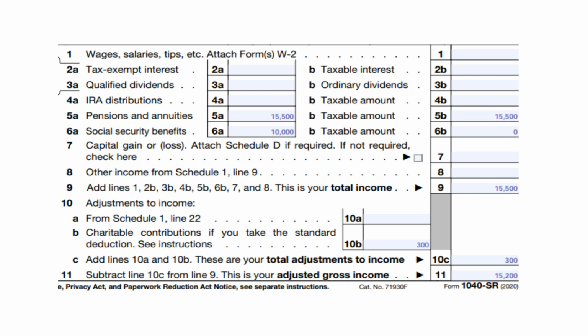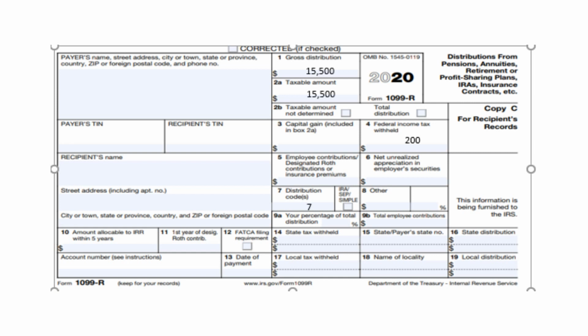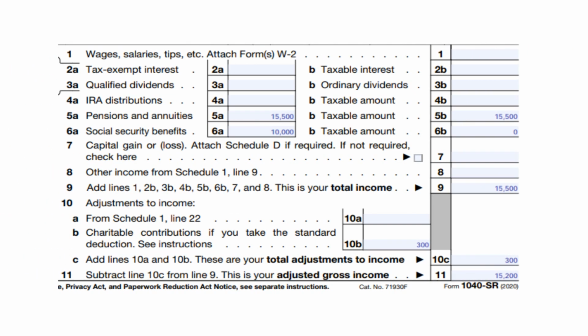Next, fill out 5A and 5B from the information that you would have received on your Form 1099-R. In this example, you received $15,500 as a gross distribution and all of it is taxable, so put those amounts on line 5A and 5B. Next, on line 6A, put the amount from box 5 of your Form SSA 1099. In this example, it is $10,000.